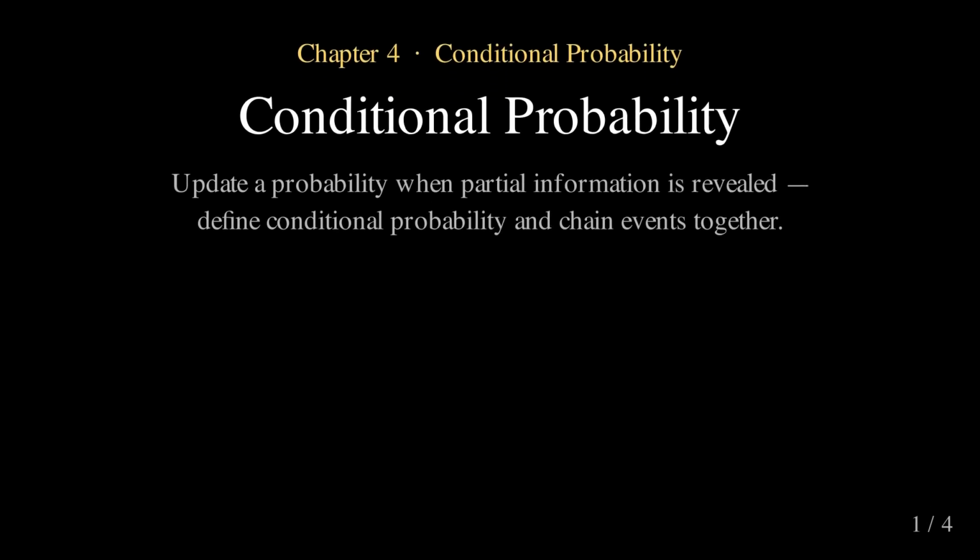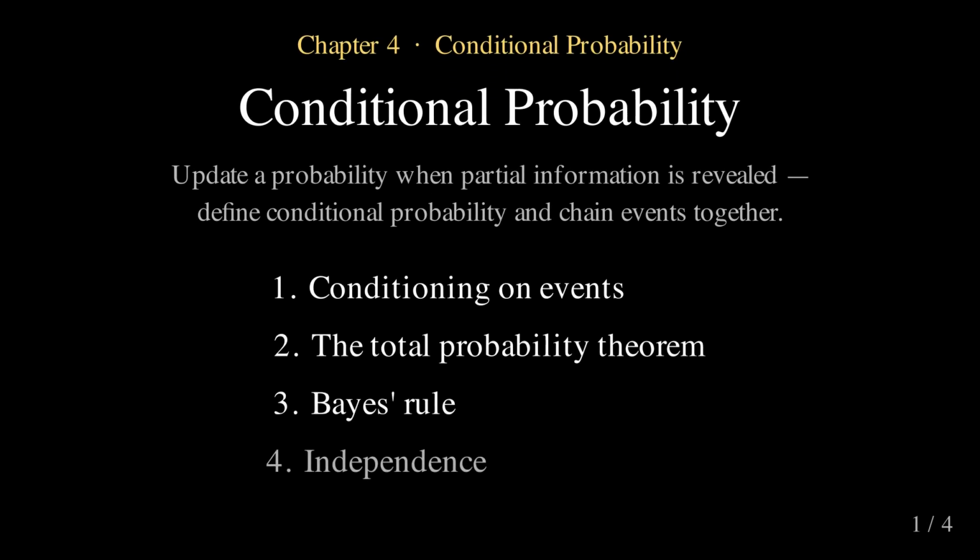The probabilistic model is now complete, a sample space of possible outcomes and a probability law that gives each event its likelihood. But probability is rarely frozen. The moment we learn something, a partial clue about how the experiment turned out, the odds should shift. This chapter is about exactly that: conditional probability, the mathematics of updating beliefs in the light of information.